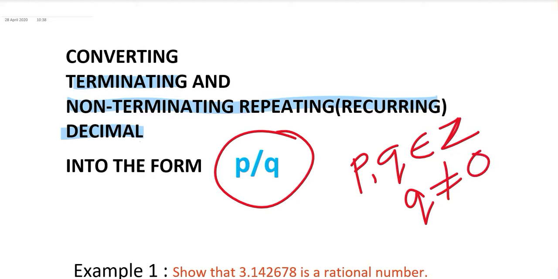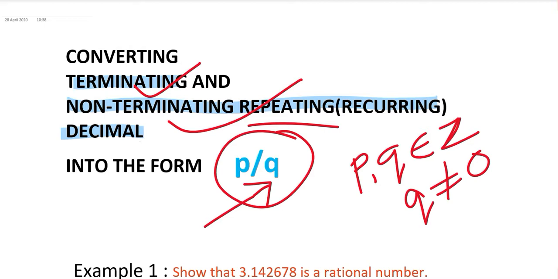We have already seen the patterns in rational numbers, right? And in those patterns we have seen that every rational number is either terminating or non-terminating repeating. If it is not repeating, then it is not a rational number, it is an irrational number. So every rational number can be converted into the form of p by q. Now how do we do it? That is what we are going to study in this video.